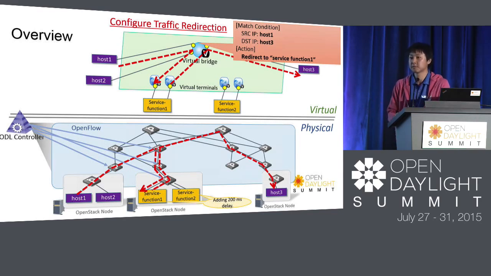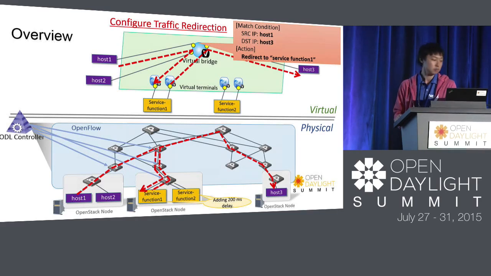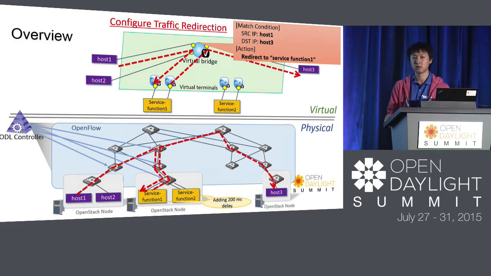It's only layer 2 to layer 4, right? Can you go up to layer 7? No, right now we are using OpenFlow, so. Okay, that's all. Any question?